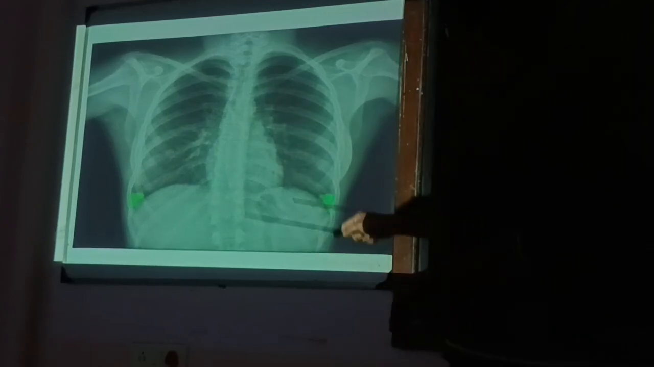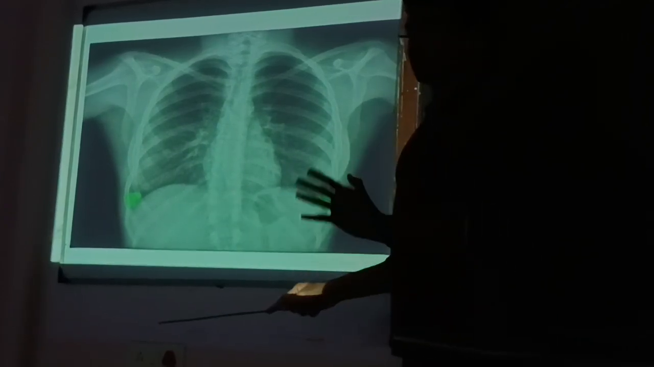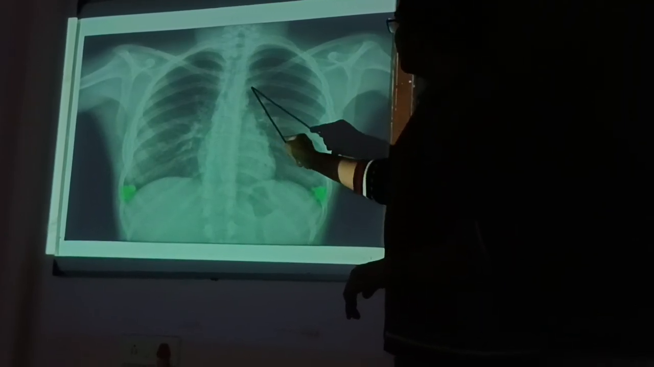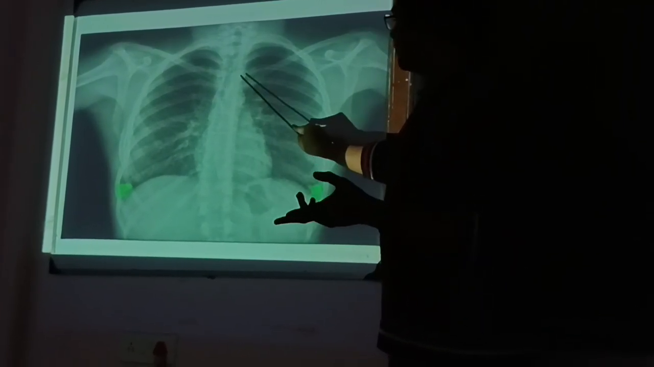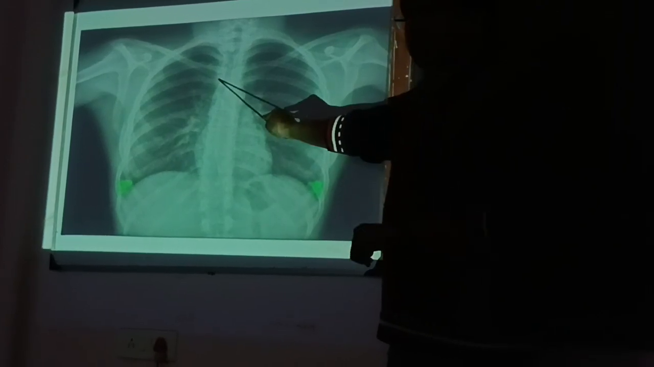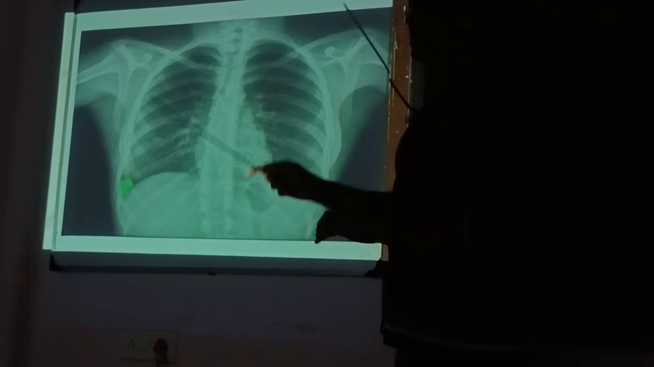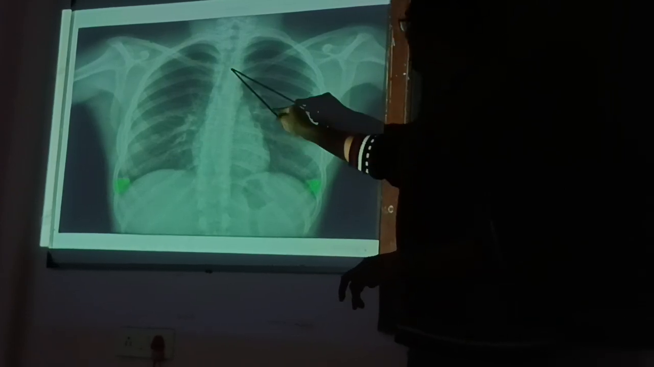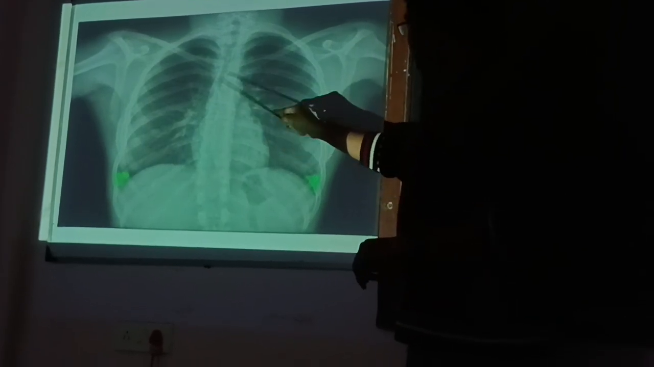Let us see from above downwards, based on the surface anatomy. For example, this is the sternoclavicular junction, or joint, the left sternoclavicular joint. This part will be the manubrium sterni. You can't see it clearly because of this overlap.